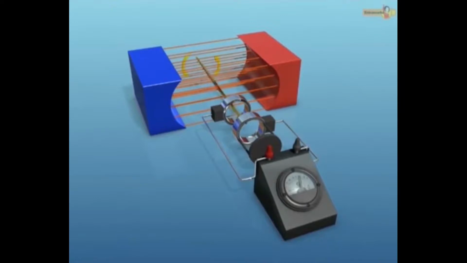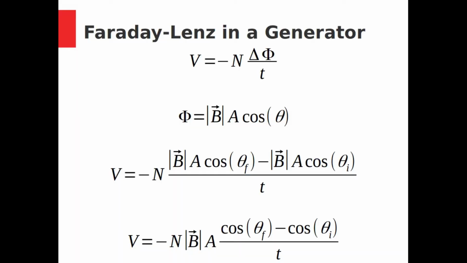The answer is that the orientation of the loop of wire would change, and since the magnetic flux through the loop depends on the orientation of the wire, the magnetic flux through the loop will also change. Now, according to Faraday's law, when the magnetic flux changes, a current and a voltage develop in the wire. The voltage depends on the rate at which the flux is changing. That's delta phi over t.